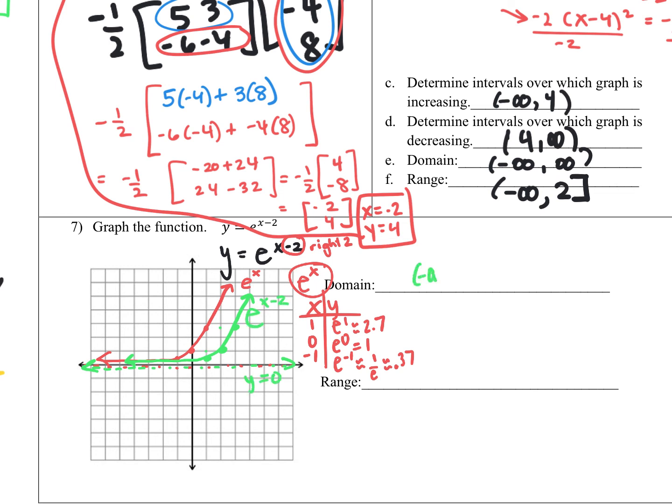So my domain is -infinity to infinity, and my range goes to 0, but doesn't actually touch there, to infinity. That's why we say that there's that horizontal asymptote.